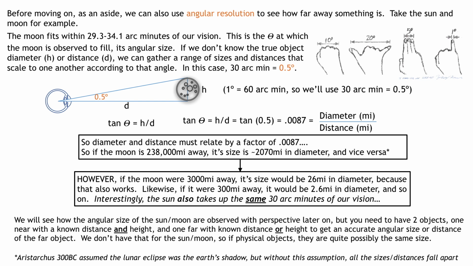We will see how the angular size of the sun and moon are observed with perspective later on, but you need to have two objects, one near with a known distance and height, and one far with a known distance or height, to get an accurate angular size or distance of the far object. We don't have that for the sun and moon, so if they are physical objects, quite possibly the same size. As a caveat to this, Aristarchus in 300 BC assumed the lunar eclipse was the Earth's shadow, but without this assumption, all of these sizes and distances fall apart.